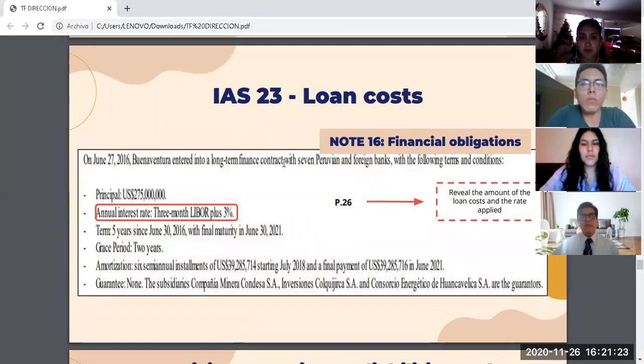Okay, what is really important about this standard is that it mentions the financing cost and the interest rate must be presented as it is mentioned by Buenaventura in note 16, which is financial obligations. And as we can see, the applicable rate is 3% and the amount to which the rate will be applied is $2,500,000.